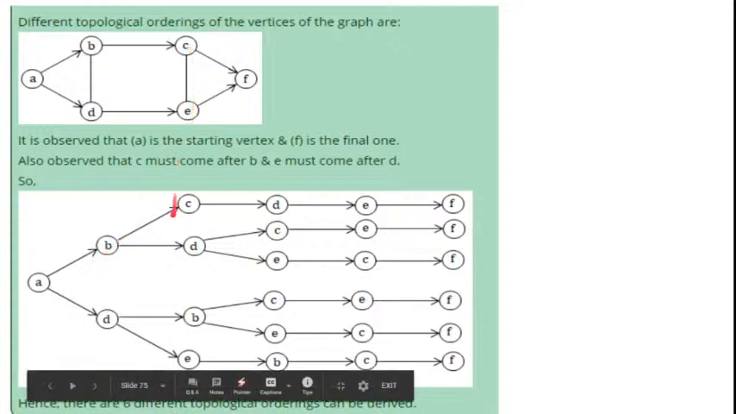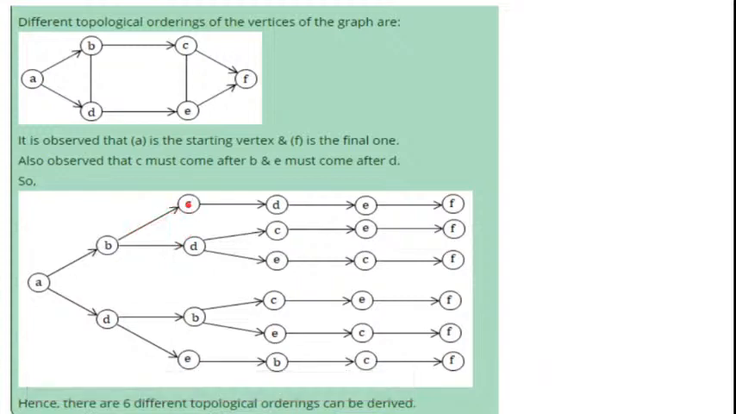So A, B, D, then B to C and D, the topological order. Then here A, B, D, which means we need to reach from A to F. So here D to C and E, C to E, E to C. So there are a total of 6 topological orderings.